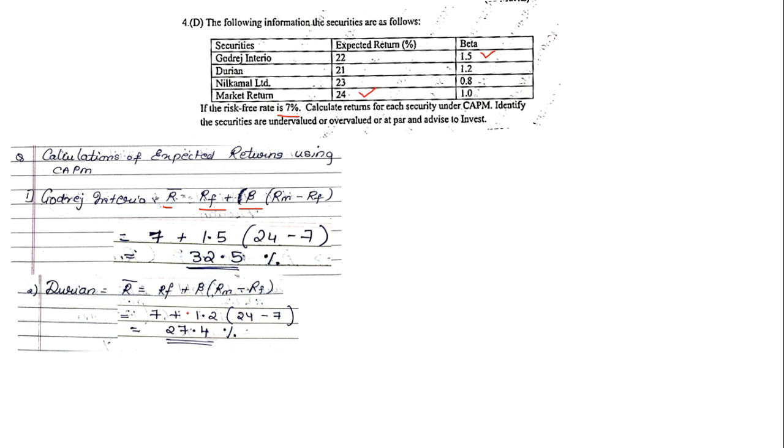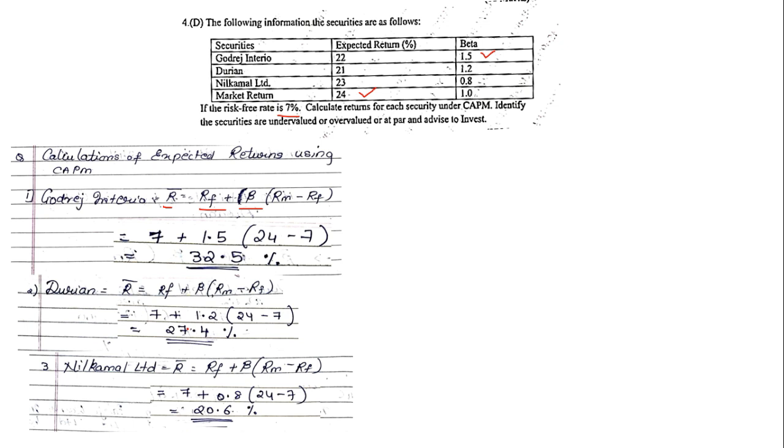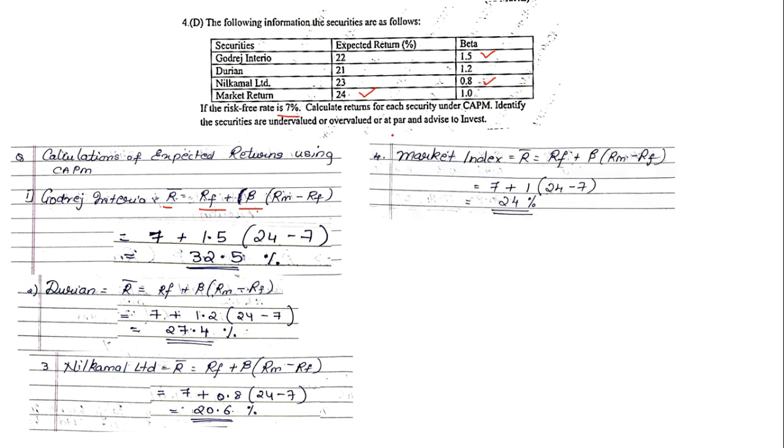So you minus, you multiply, you add, you get 27.4%. For Nilkamal, in the same order, it would be 7 plus 0.8 into 24 minus 7. You minus, you multiply, add to 7, you get 20.6%. And last is for market index, also we'll find and we'll keep it. So 7 plus 1 into 24 minus 7. You minus, you multiply, you get it as 24. So this is the return.